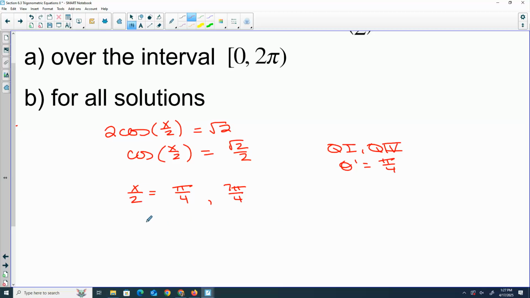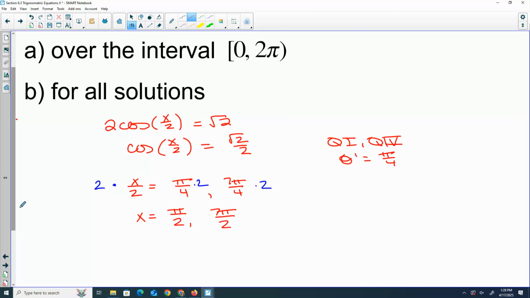But I need to know what x is. So if you want to get x by itself, you just have to multiply by 2. So you have to take each of these answers times 2. So we get x to equal pi over 2 and 7 pi over 2. Are there any questions there?